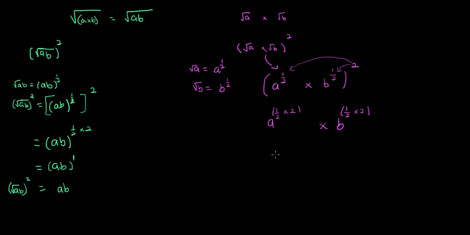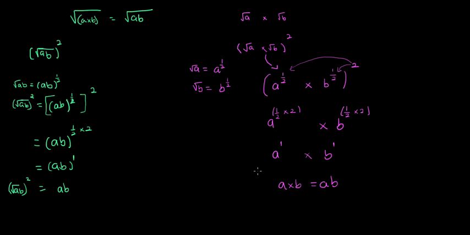So what would this be? Well, this would be a raised to the power 1 times b raised to the power 1, because a half times 2 is 1, right? And in this case, anything raised to the power 1 is itself, so this would be a times b, which is also ab. So you notice here something.